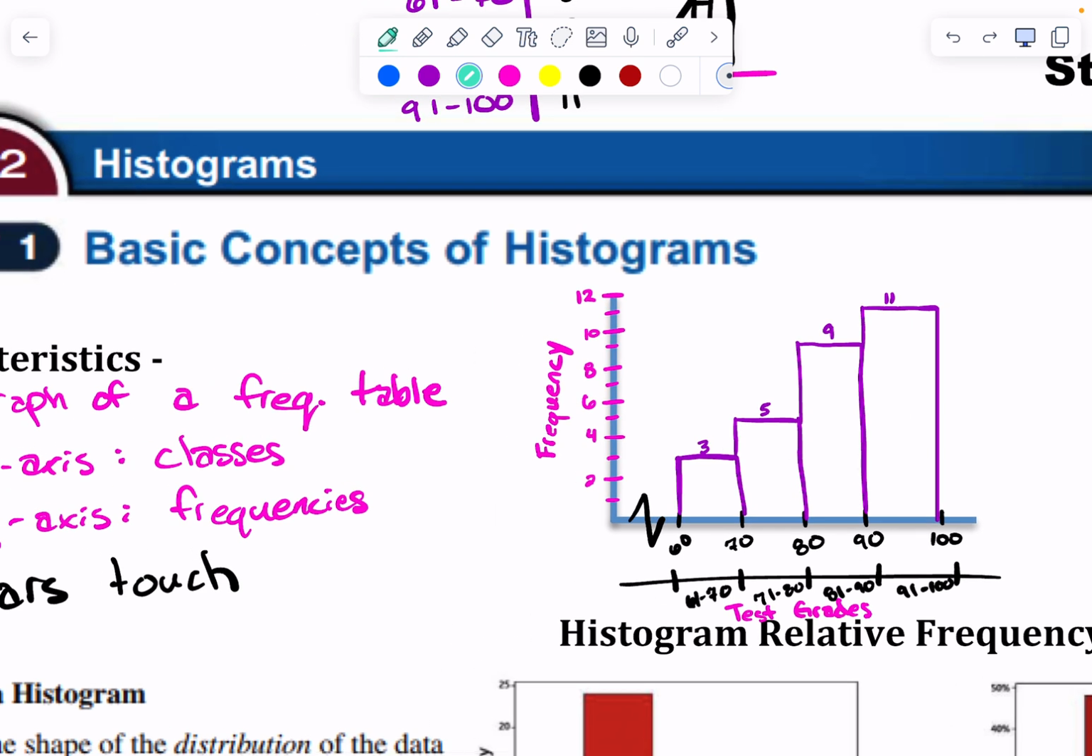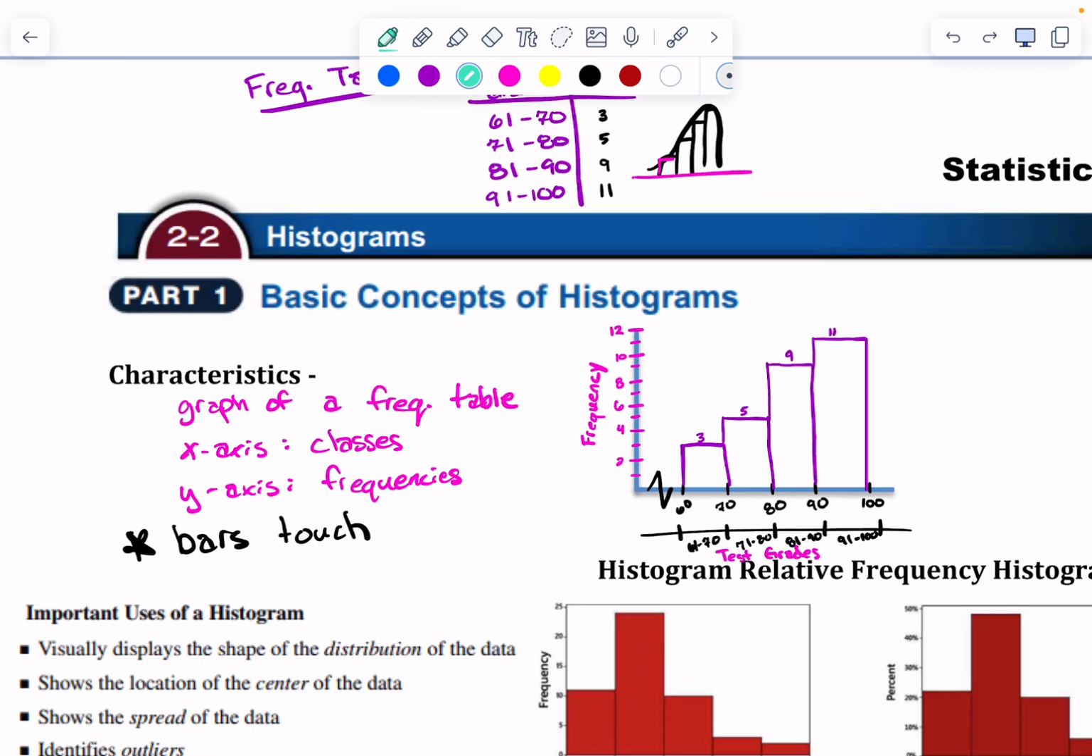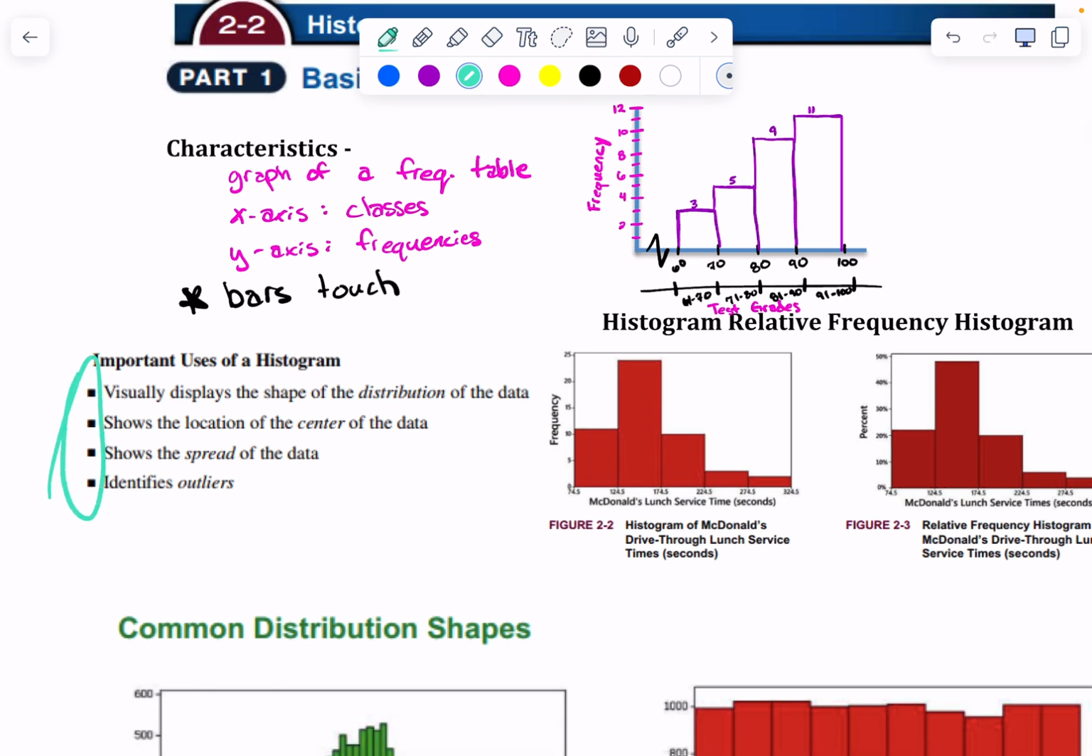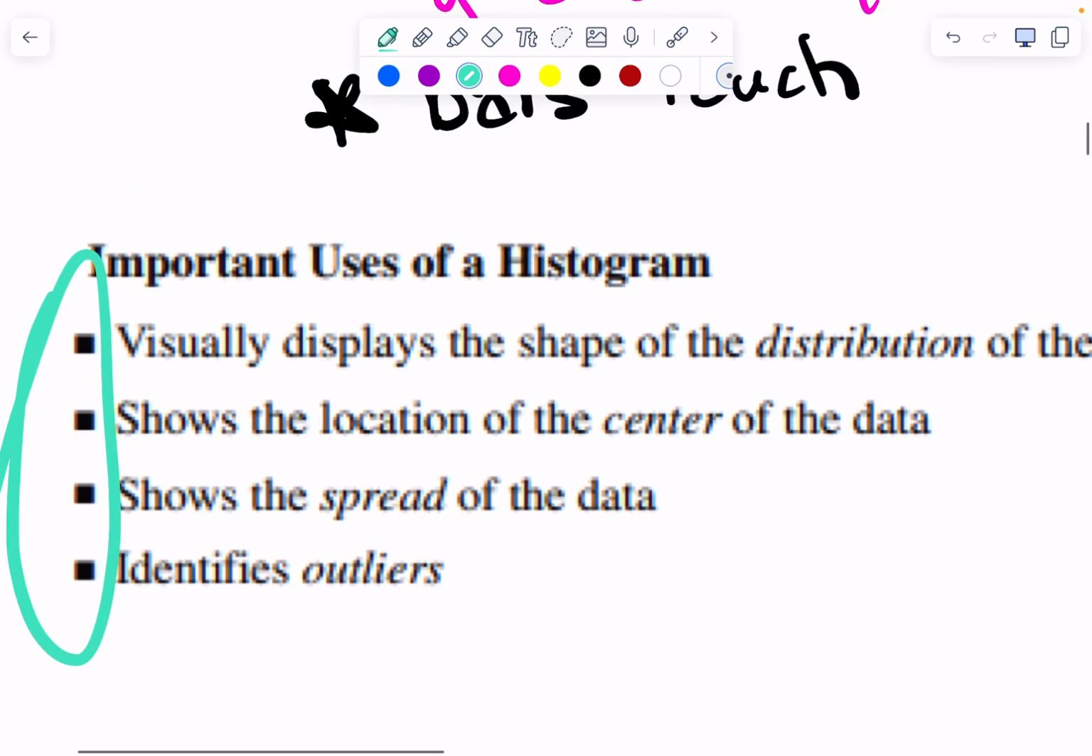Test grades frequency, that's a histogram. Yay, you just did your first histogram. All right, let's talk about histograms over here. They have important uses. I'm zooming in. Here we go.